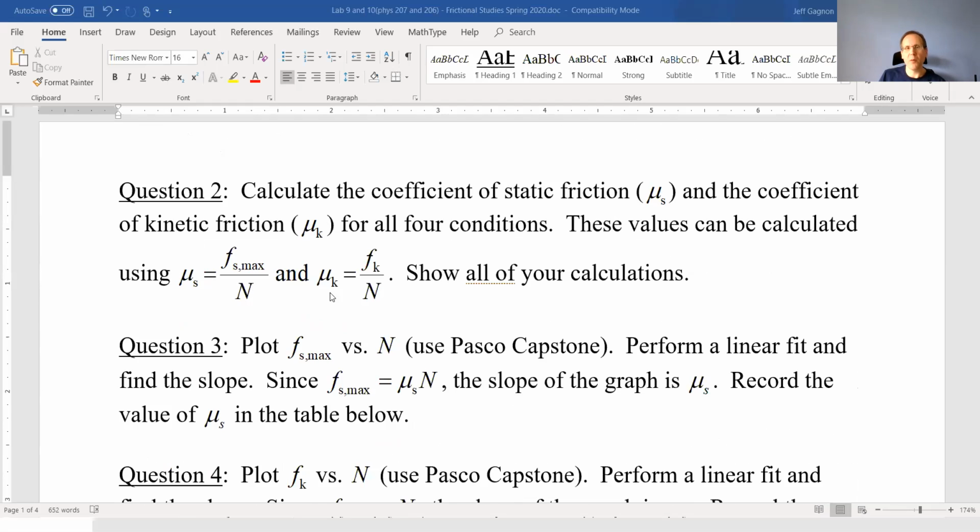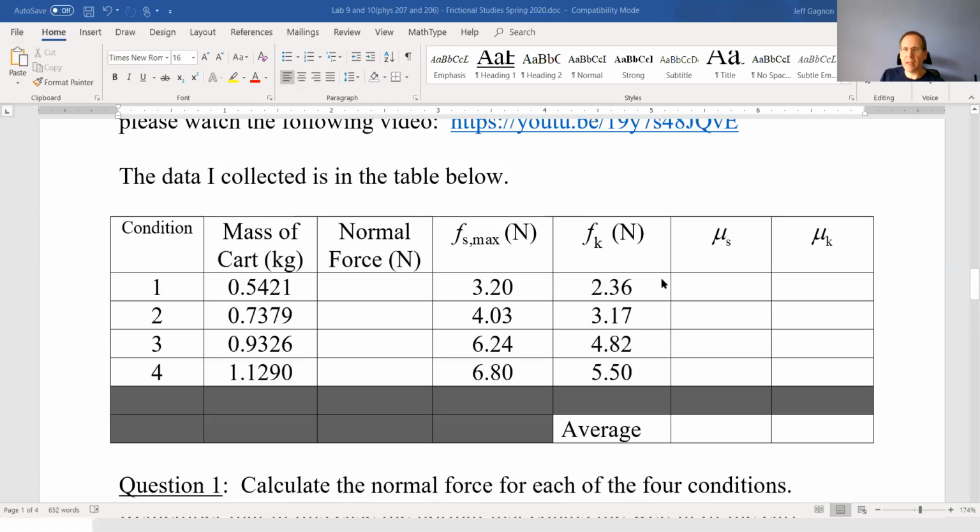And then same thing for mu k. I take my original equation, which was F sub k, kinetic friction force, is equal to mu k times n, divide both sides by n, and I solve it for mu k. So these are the formulas you want to use to calculate these last 2 columns here. So you're calculating mu s, the coefficient of static friction, and then mu k, the coefficient of kinetic friction. And then you want to average those 2 values.